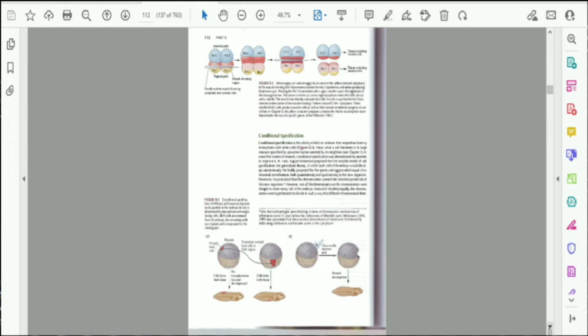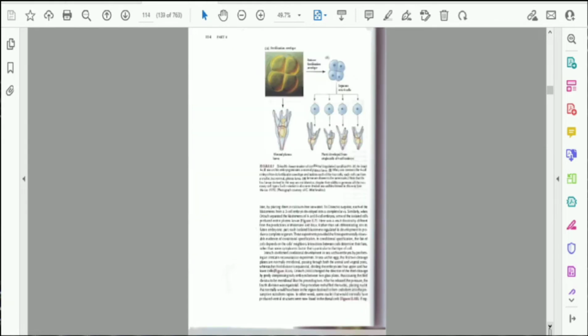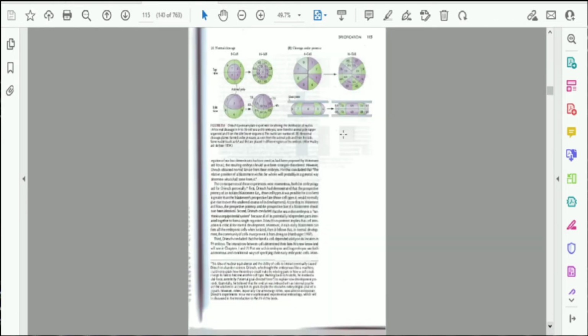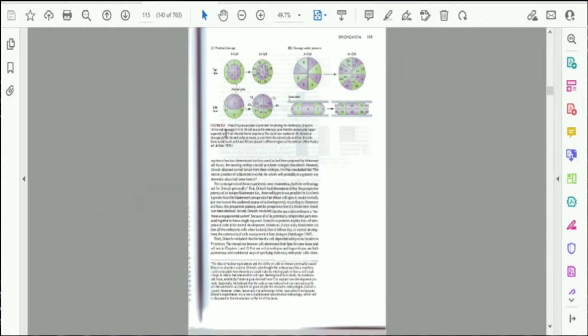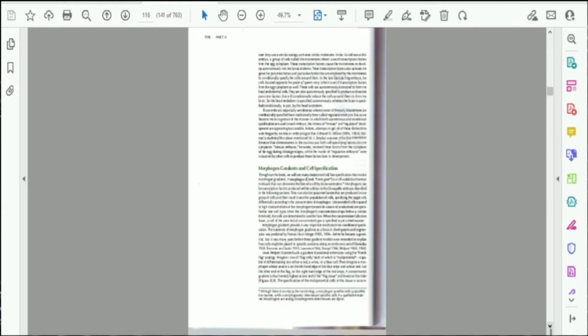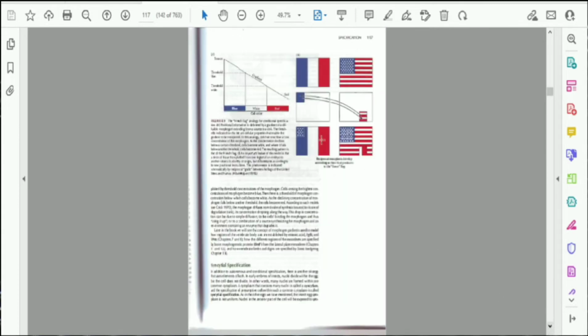And this is how conditional specification works, and there are different types of specification. Also concentrate on diagrams, because sometimes they will copy this diagram into the question paper and ask questions. Also don't skip the figure explanation, you better write it down in your notebook. Okay, and on morphogenetic gradients and specification, every year definitely one question will be asked. And if you look at previous question papers, this kind of diagram has also been asked.